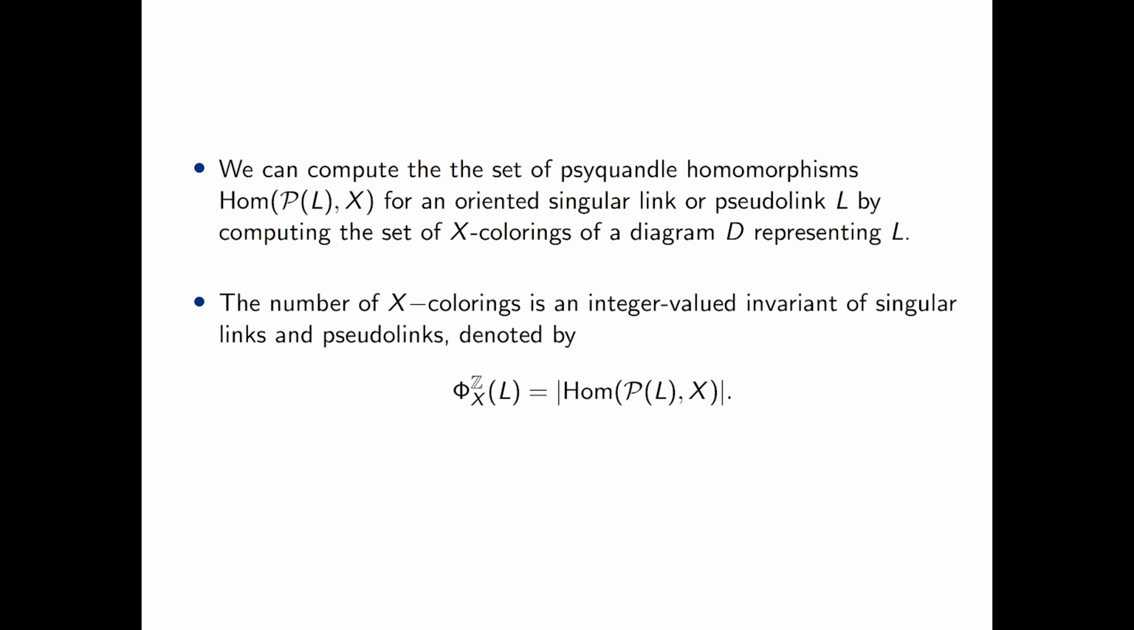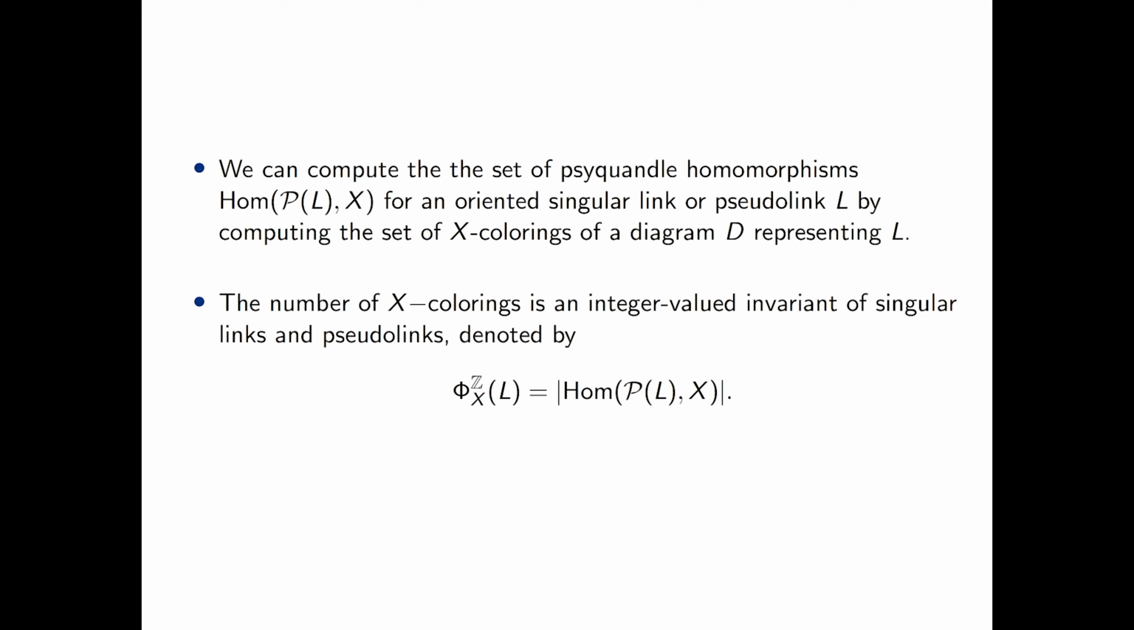And so the way we would compute this set of homomorphisms would be just to compute the set of X colorings of your diagram D that represents either your singular link or pseudolink. So this gives us a really nice computable invariant.